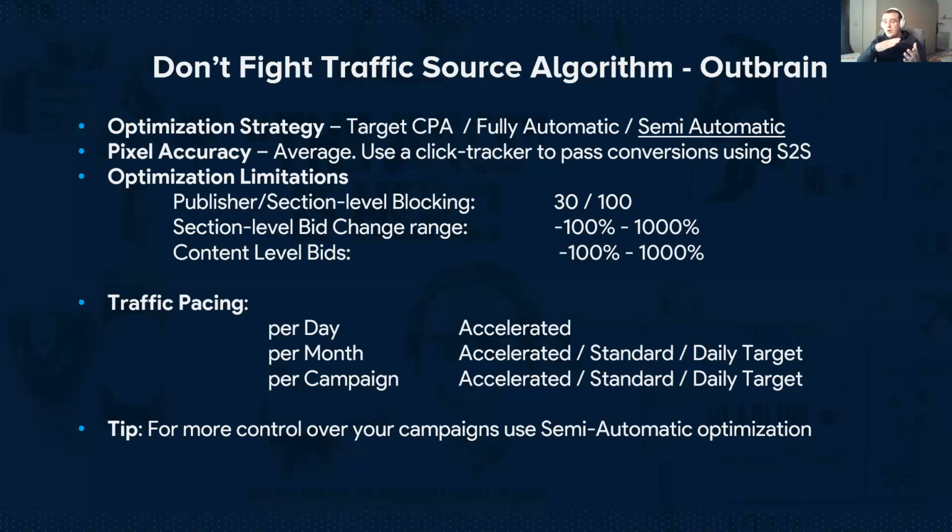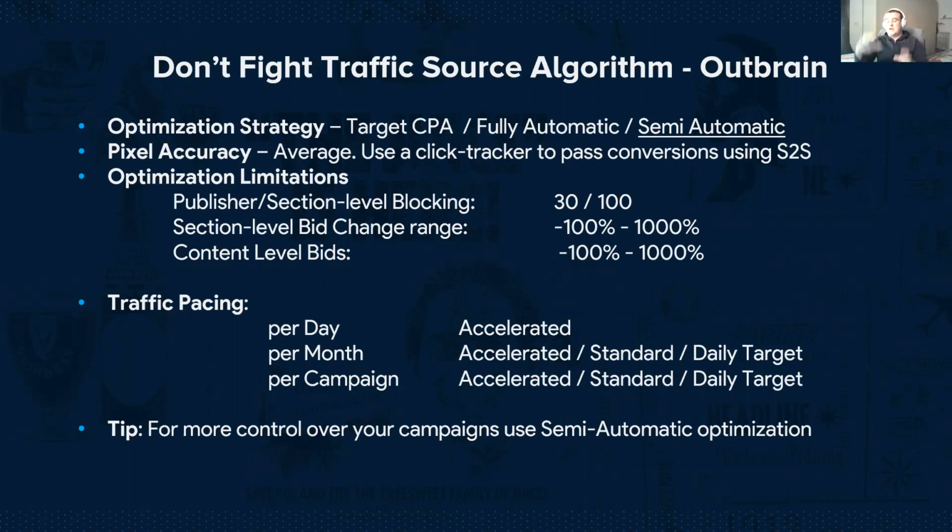Now, on a per day traffic allocation, we will have only accelerated pacing of the traffic, which means that depending on our bid, Outbrain will try to consume our daily budget as soon as it can. Then when we go on a per month or per campaign traffic pacing, we will have accelerated, which will try to consume the allocated daily budget as soon as possible.